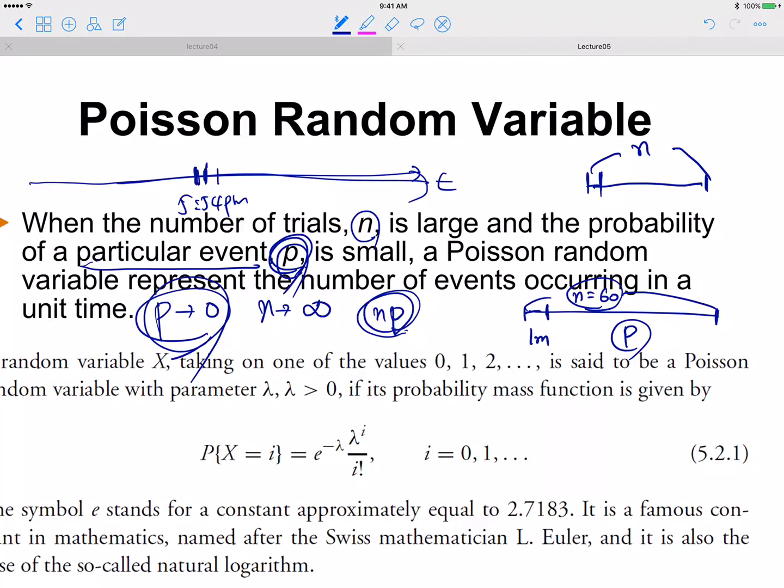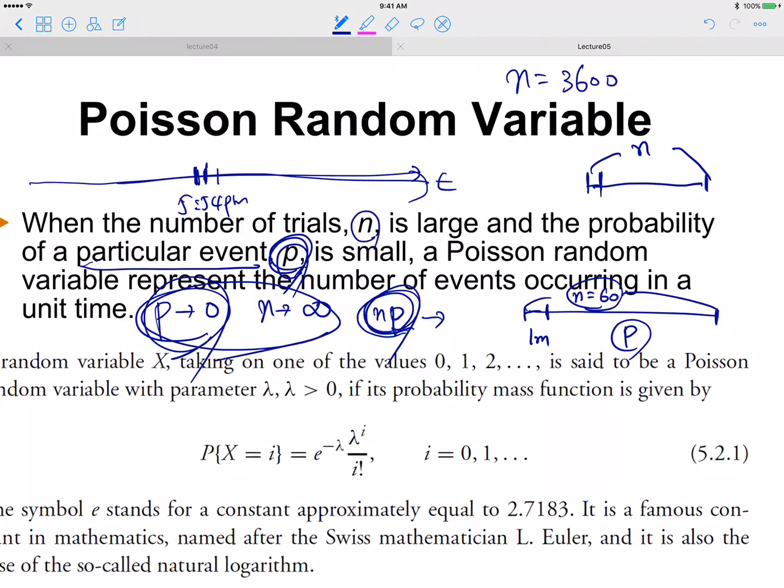But we want to consider 60 minutes, and 60 minutes is fixed. So if we consider 1 second as our unit time, then 60 minutes will correspond to an n of 3600. So we consider this kind of situation. Okay? So n and p are competing with each other, and n times p, the average number of people visiting the convenience store within an hour, will be some number that is not too small or too large.